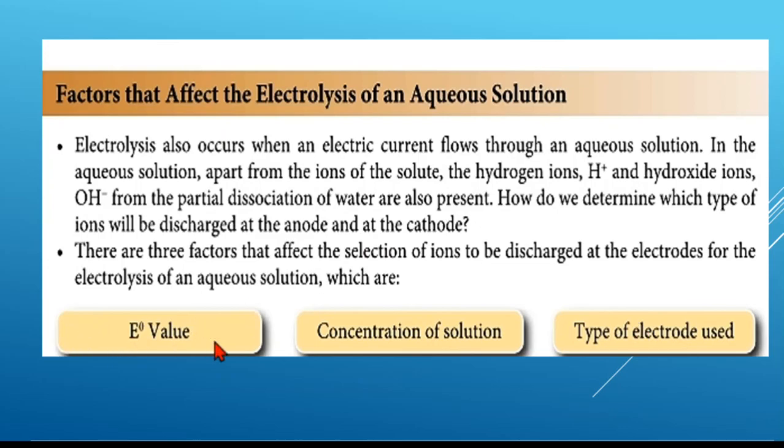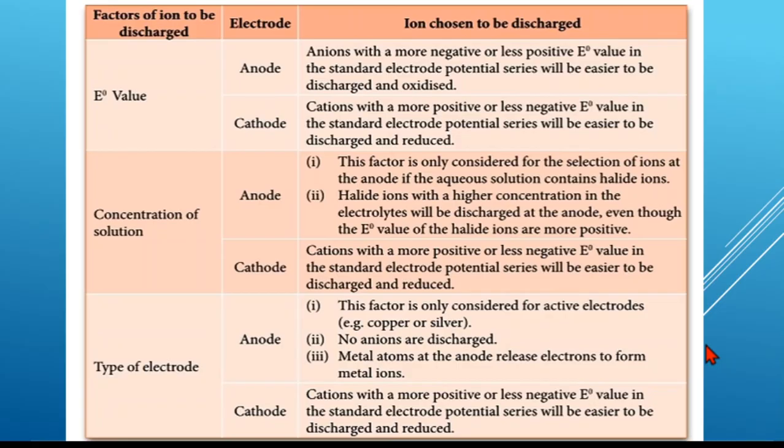Iaitu, dia punya inert value, the concentrations of the solution, and also the types of electrode we use. Okay? The inert value, electrode anode, ion to be discharged, an ion with a more negative or less positive inert value in the standard electrode potential series. Ini table 1.6 yang previous video. Will be easier to be discharged and oxidized.